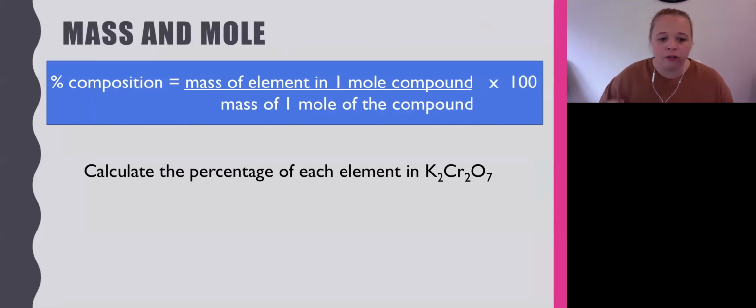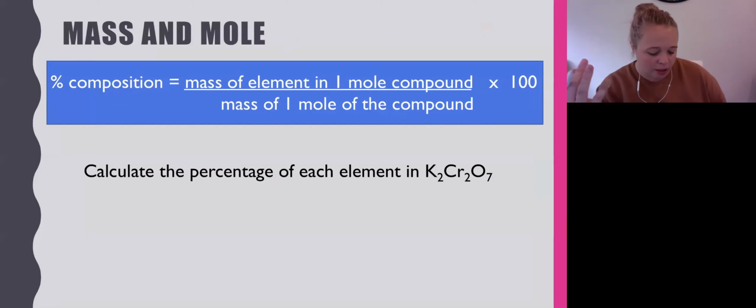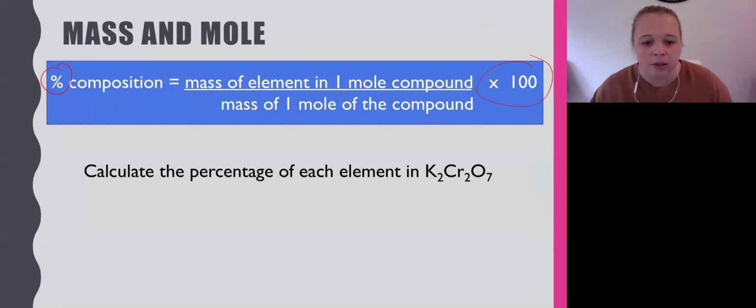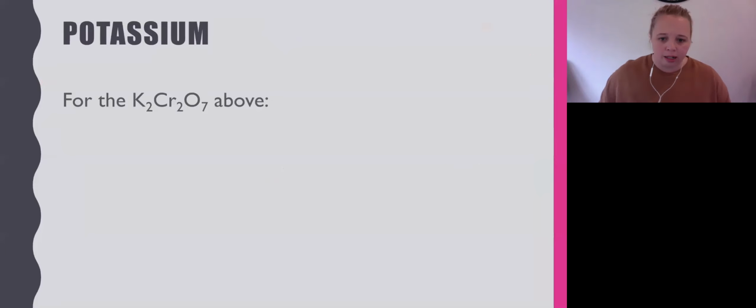Let's go back to here and have a look. Here is our formula. Our formula for percentage composition is the mass of an element in a 1 mole compound over the mass of 1 mole of the whole compound. Now we're going to break that down. You'll see that this one's probably one of the easier calculations that we're going to do. Also, because it's a percentage, we're going to times it by 100. So we're going to look at the percentage of each element in K2Cr2O7, one element at a time.